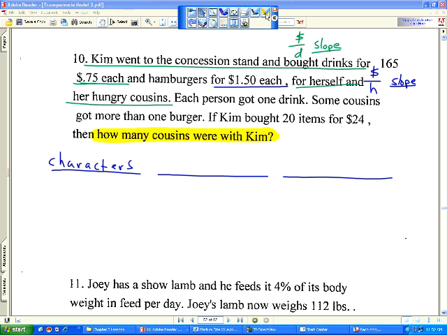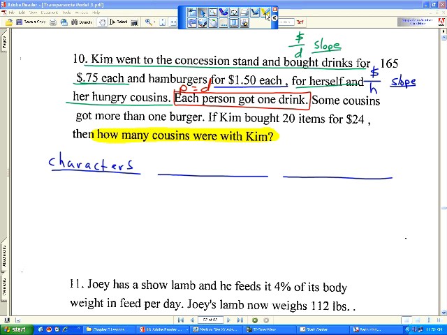Each person got one drink. Now that helps us, that basically says that the number of people is equal to the number of drinks, right? P equals D. The number of people is equal to the number of drinks. That's going to be important to us in just a moment. Some cousins got more than one burger. If they didn't, you'd know how many, because there's so many burgers, you know. Anyway, some of them old boys ate more than one.